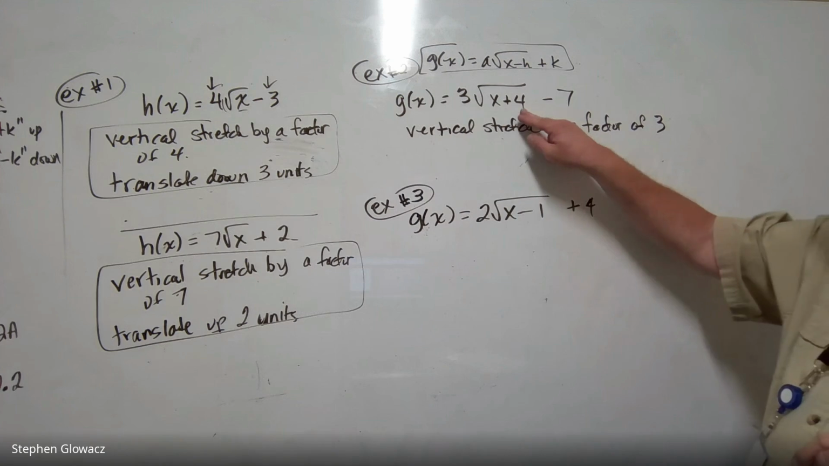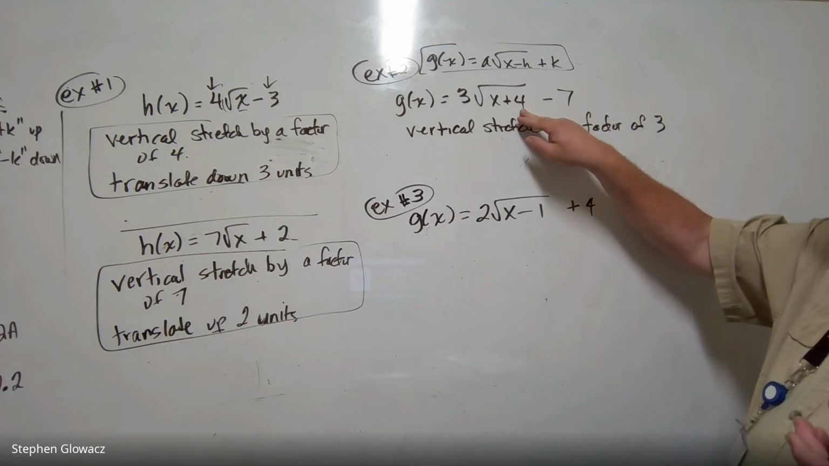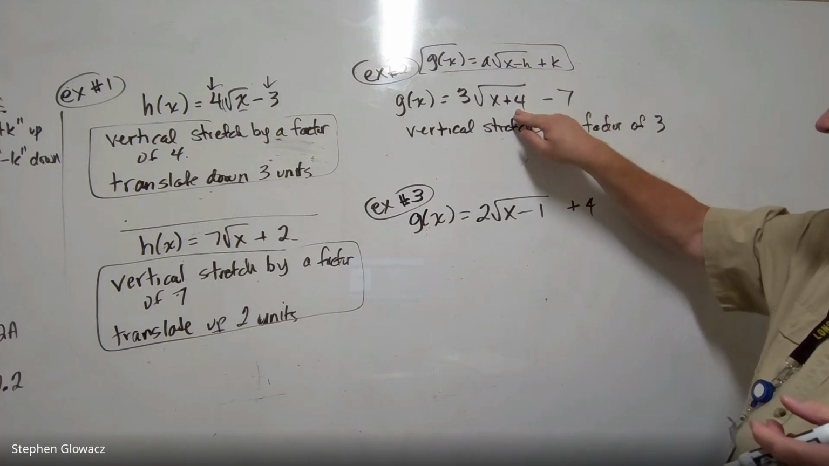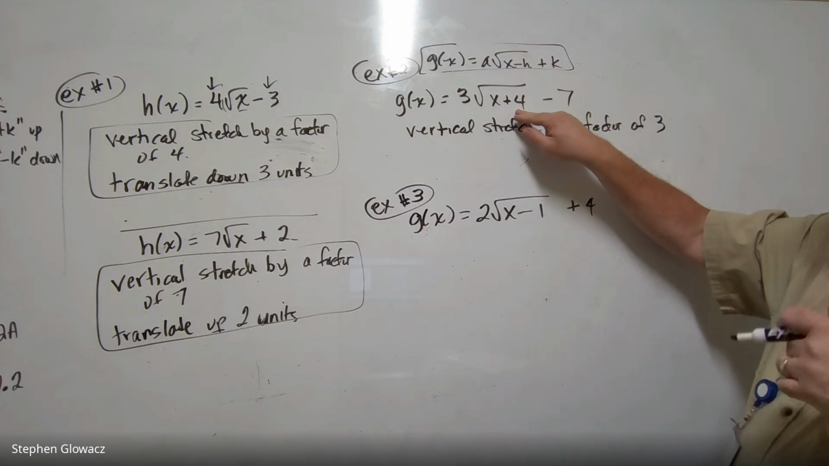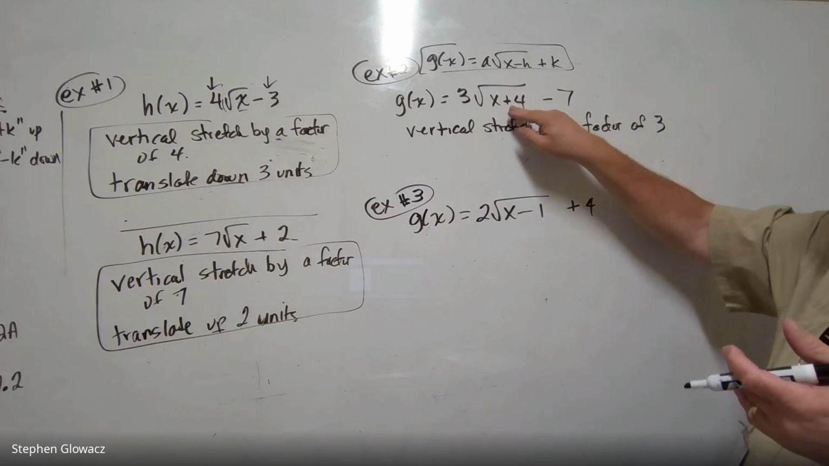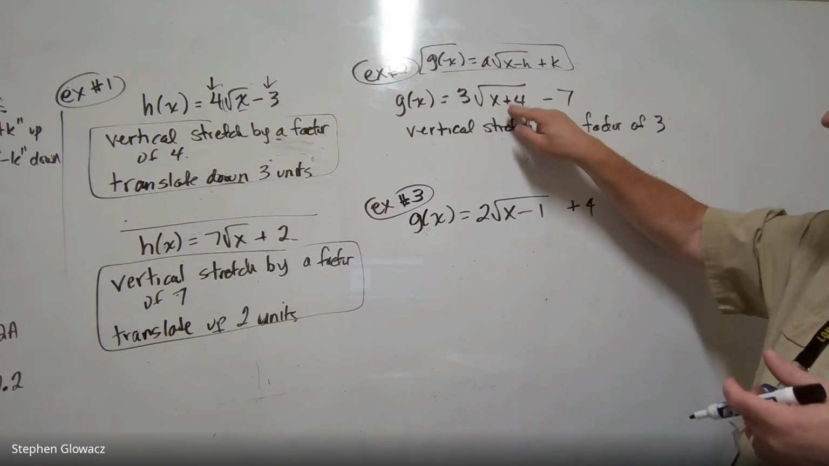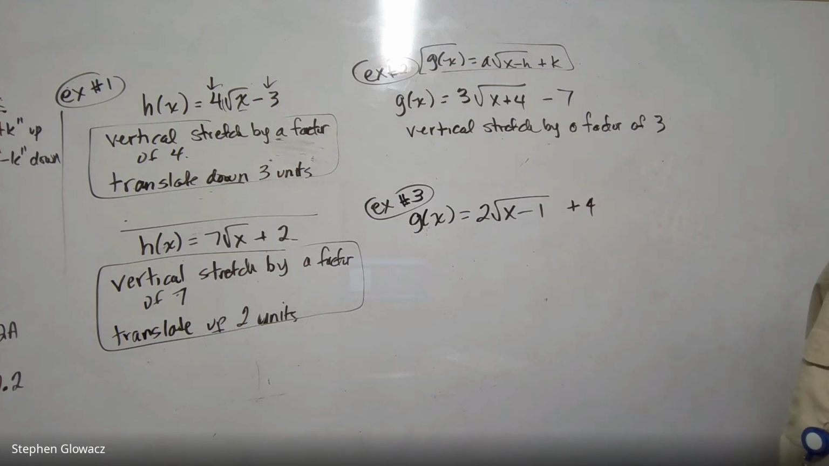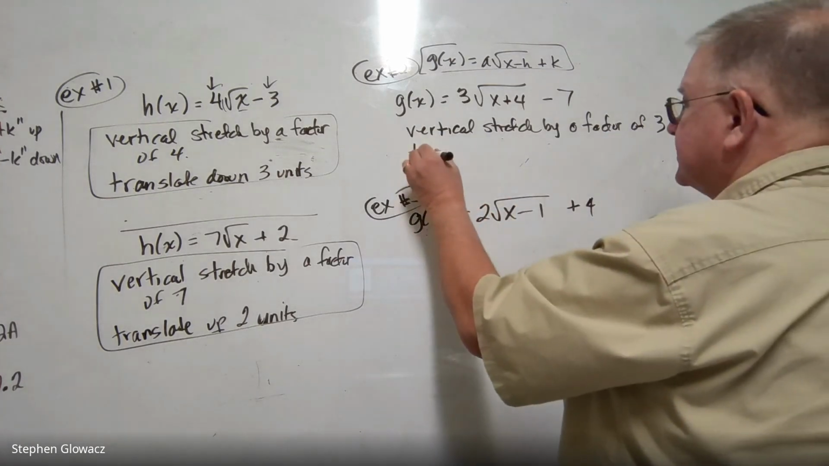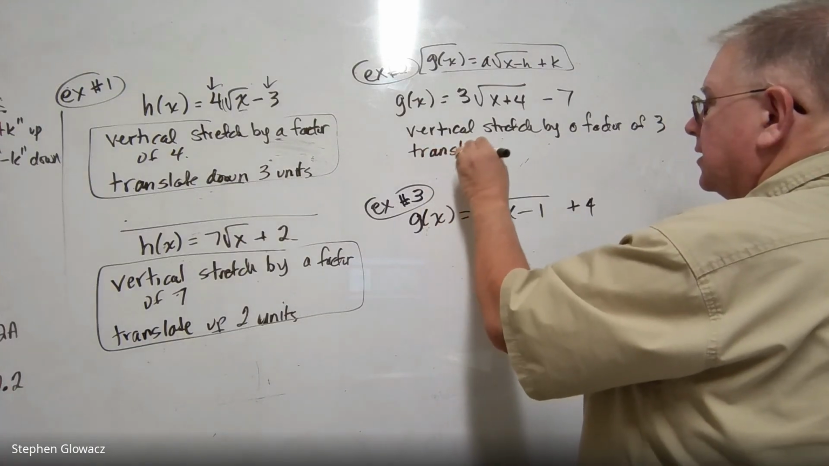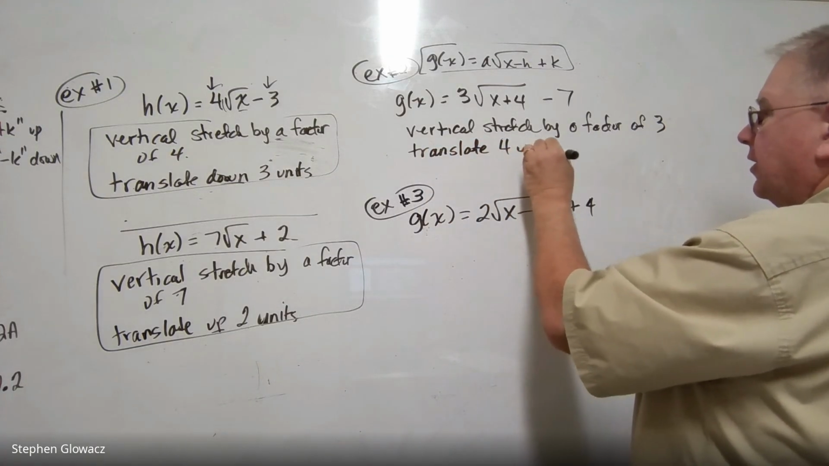And then 4 is underneath the radical, so that's h. And remember, plus 4 moves us to the left, or plus any number, I should say, moves us to the left. So plus moves us to the left. So we're going to translate 4 units to the left.